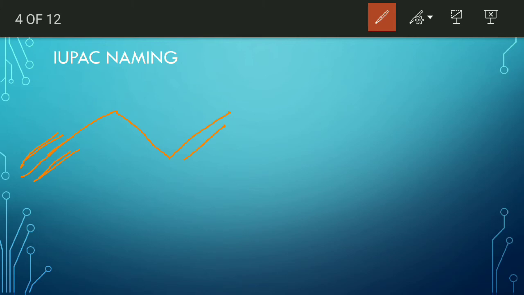Otherwise, like in the previous example, we would give priority to the side from which the lowest number is coming. Now if we do the numbering, we have 5 carbons, so the word root would be pent, and 1 ene and 4 yne. So this is the IUPAC name of this compound.